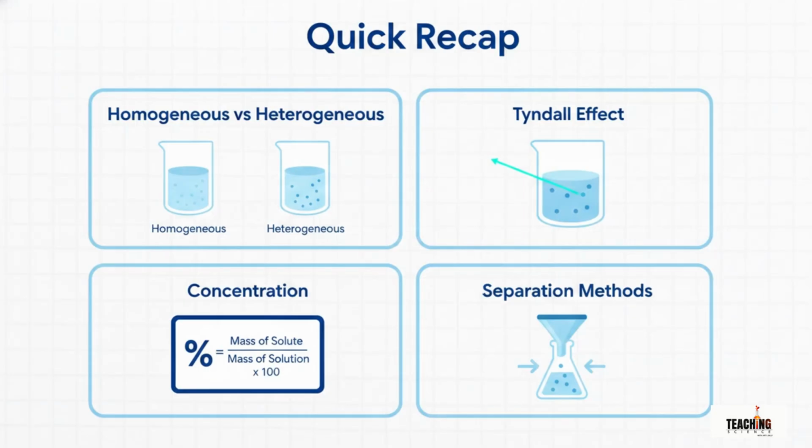Okay, let's do a quick 1-minute recap, just to seal all of this in your memory. We classified mixtures into uniform, homogeneous solutions, and non-uniform heterogeneous mixtures. We proved that colloids, like milk, actually scatter light via the Tyndall effect, even though they might look uniform to us. We calculated exact solution concentrations using the mass of the solute divided by the total mass of the solution times 100. And finally, we reviewed how awesome techniques like crystallization, distillation, and centrifugation are used to separate mixtures right back into their pure substances.